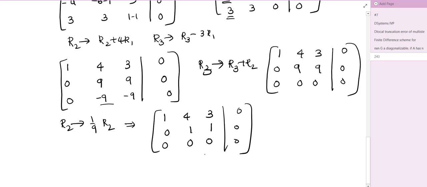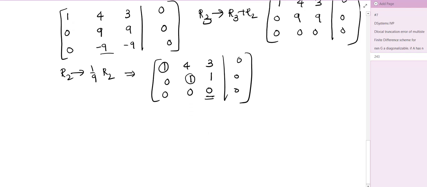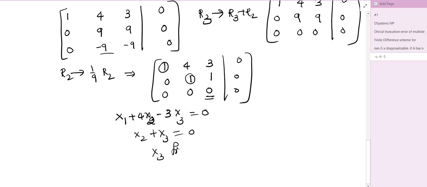Here you can observe clearly, there is the pivot position. Here also there is a pivot position. There is no pivot position in x3. Therefore, x3 will be the free variable. If you write it as a solution, x1 plus 4x2 plus 3x3 equal to 0, and here it is x2 plus x3 equal to 0, and x3 is free. So from this I'll get x2 will be equal to minus x3.